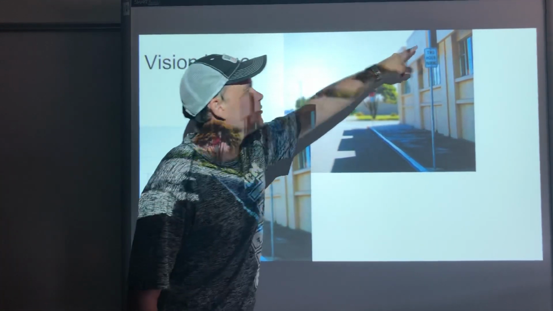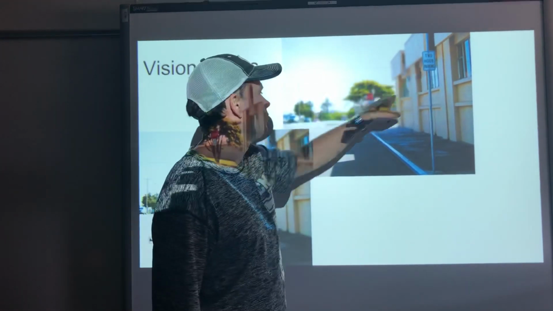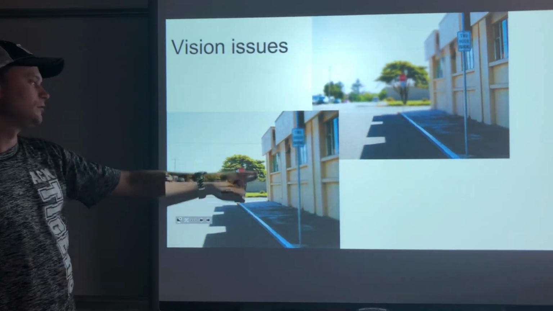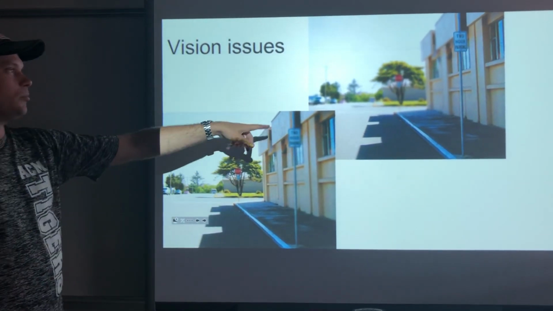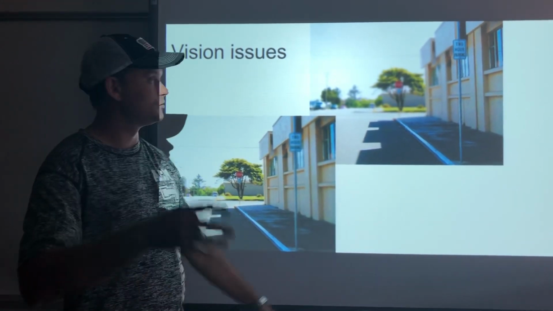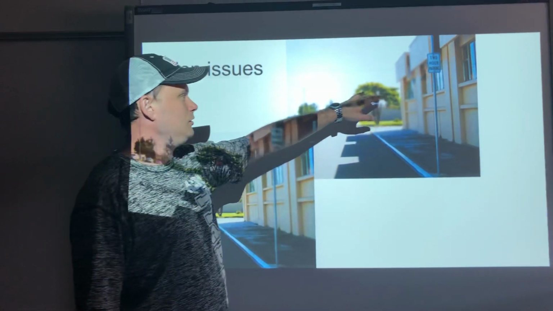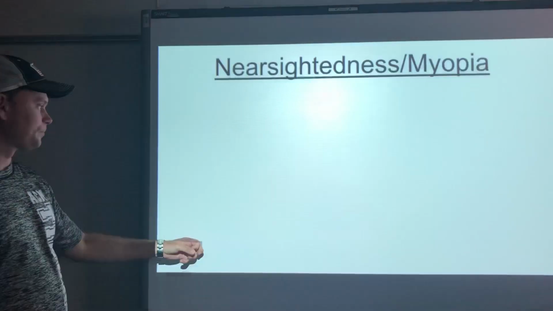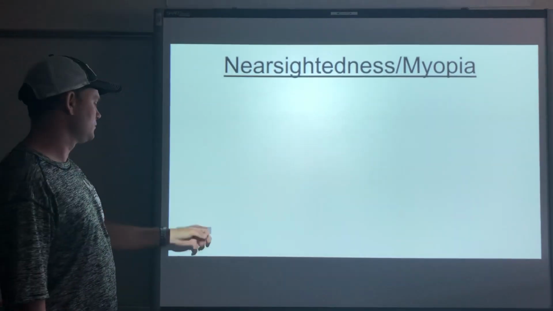You could see this person would be nearsighted. They see things up close, but far away is hard. This person would be farsighted. They see things far away, but not so well near. The odds are pretty good that if you're a young person, your issue is that you can see close, but you cannot see far. All right, so nearsightedness.